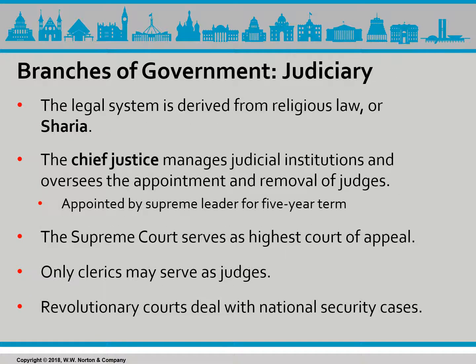With the judiciary branch, they have the legal system that is derived from religious law, also known as Sharia law. The Chief Justice is appointed by the Supreme Leader for a 5-year term and is required to be a cleric first. The Supreme Court is beneath the Chief Justice and is entirely staffed by clerics. The revolutionary courts deal with matters of national security and are quick to sentence people to death, which is something that we have heard about many times. And the fun fact, or it's not really a fun fact, it's kind of sad, the only country that executes more people than Iran is China.